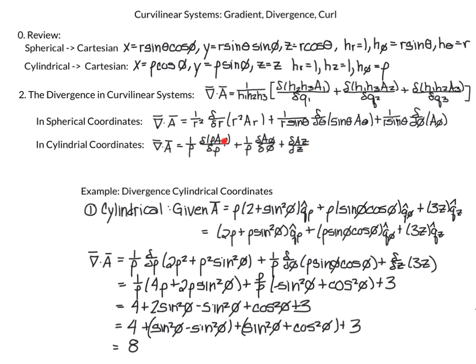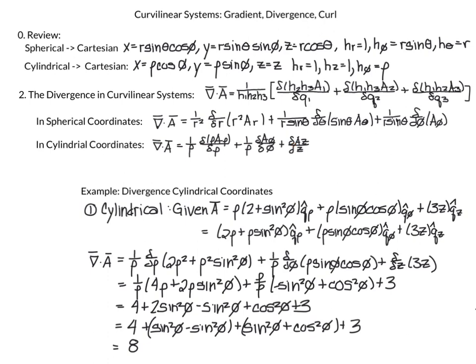Plugging all this in, you can derive this formula. And we're going to use this formula on the vector A, where we have rho times 2 plus sine squared phi in the rho direction, plus rho times sine phi cosine phi in the phi direction, and 3z in the z direction. And I did some algebra here so that in the rho direction I have 2 rho plus rho sine squared phi. In the phi direction I have rho sine phi cosine phi. And then in the z direction I have 3z.